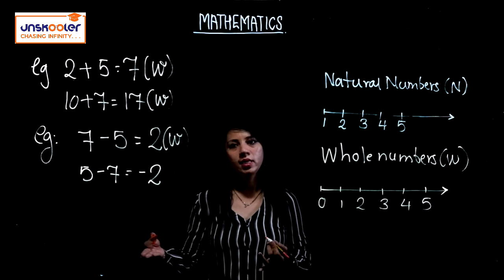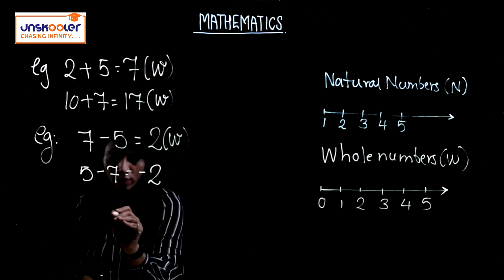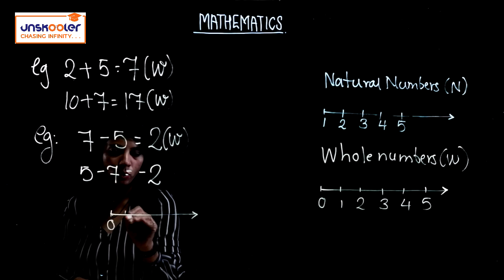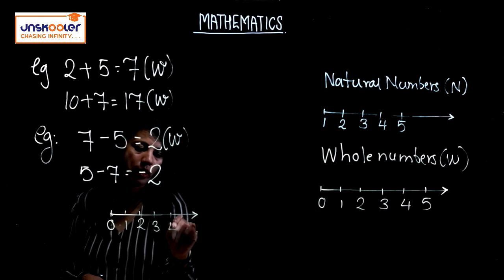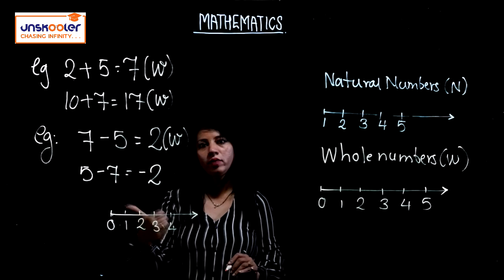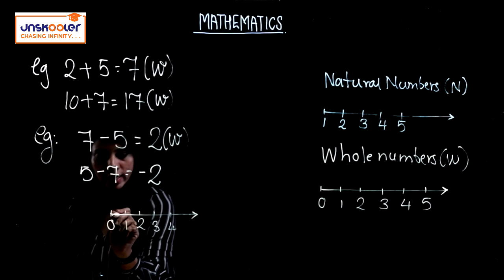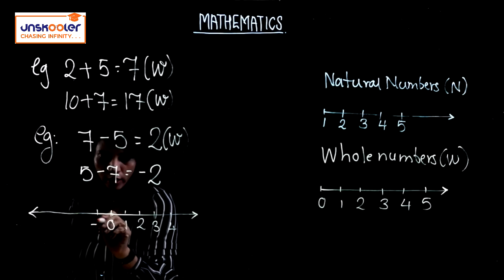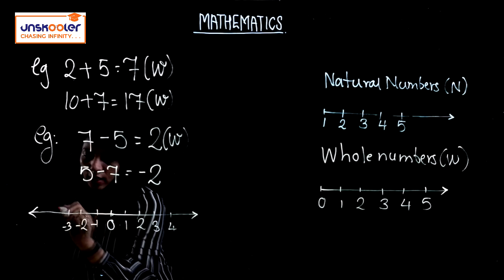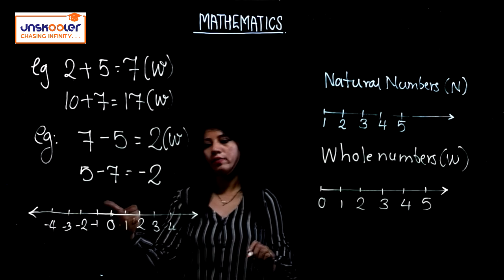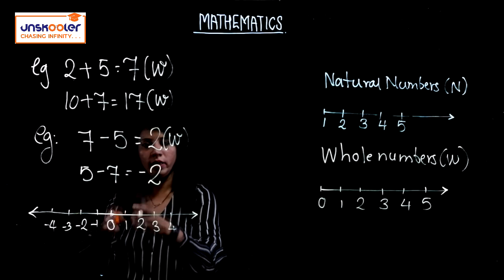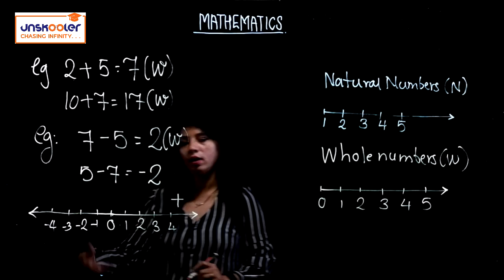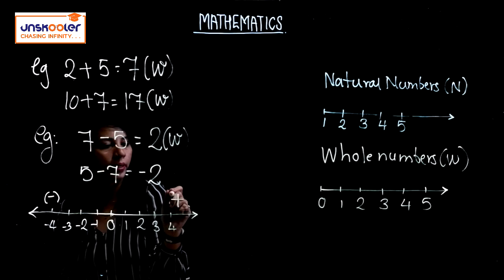So how to represent negative numbers on the number line? First of all we will draw a number line. Here in the middle of the number line will be 0, 1, 2, 3, 4 and so on. And to represent negative numbers on the number line, I have to extend this number line to the left side, right? So starting from minus 1, minus 2, minus 3, minus 4. So these are negative numbers. So on the number line, in the middle will be 0. On the right hand side, all positive numbers will be there. And on the left hand side, all negative numbers will be there.